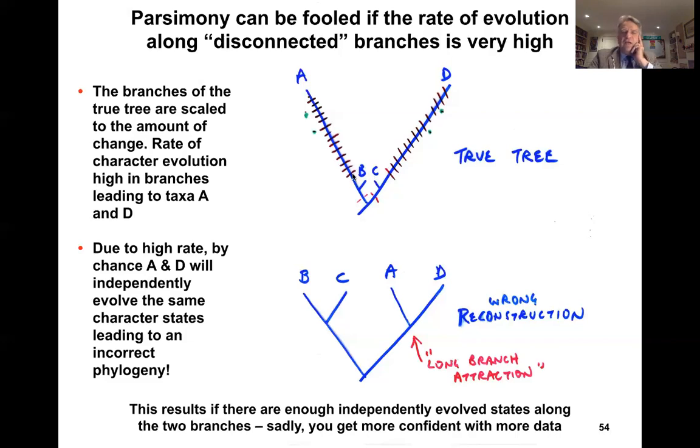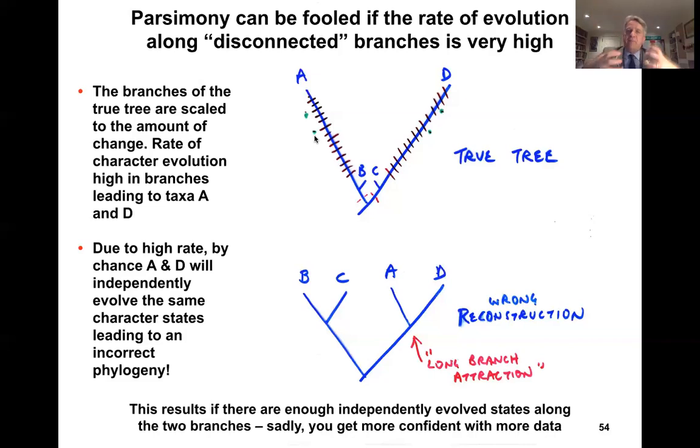And what we could see is that on the branches leading to lineage A and lineage D, we have a lot of character evolution. And just by chance, where I've stuck these green dots, they're converging on the same character state. So think if these were nucleotide sequence characters, there's only 3 other states that a nucleotide character state can evolve to. So if it's at a G, it can only go to a T, a C, or an A, right?